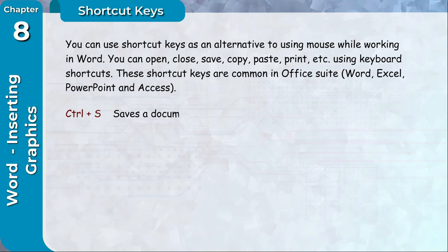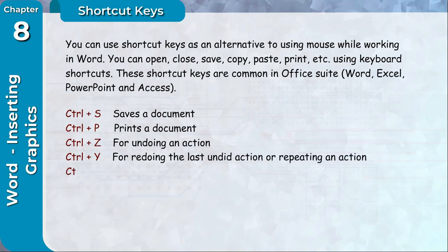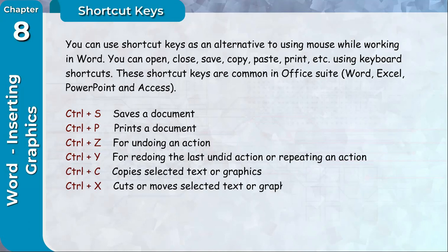Ctrl+S saves a document. Ctrl+P prints a document. Ctrl+Z for undoing an action. Ctrl+Y for redoing the last undone action or repeating an action. Ctrl+C copies selected text or graphics. Ctrl+X cuts or moves selected text or graphics. Ctrl+V pastes the most recent copy or cut.